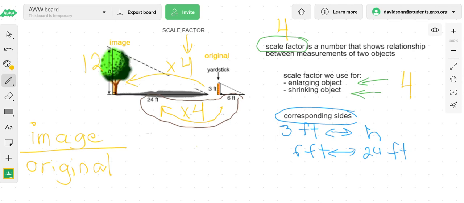Another way to find a scale factor is to look at the image, which is the tree and its shadow, and the original, which is the yardstick and its shadow. We need to find the relationship between those two measurements, and we have to compare image to original. Let's focus on shadows. The image is 24 feet, and the original shadow of the yardstick is 6. So I'm comparing the relationship between 24 and 6, between shadows. If I divide that, I do indeed get 4 again. There are more than 2 different ways to find scale factor, but those are the 2 ways we covered.